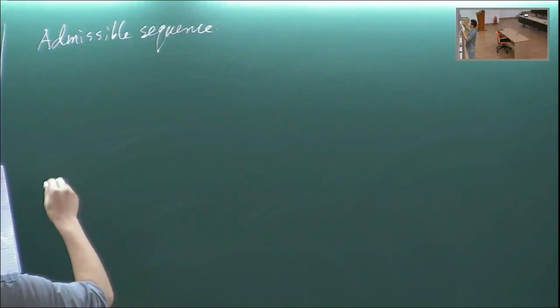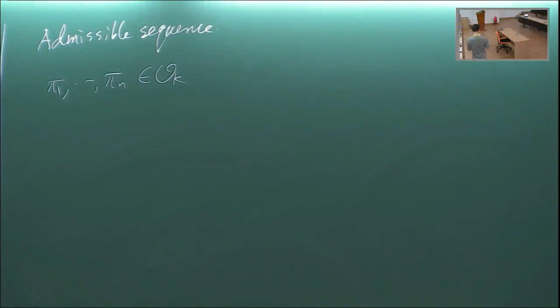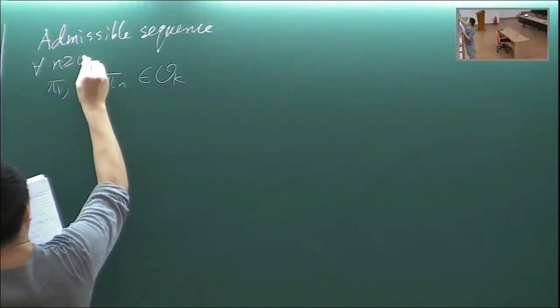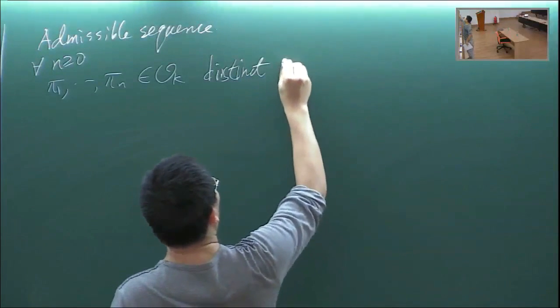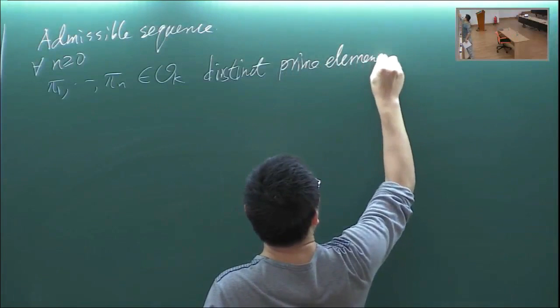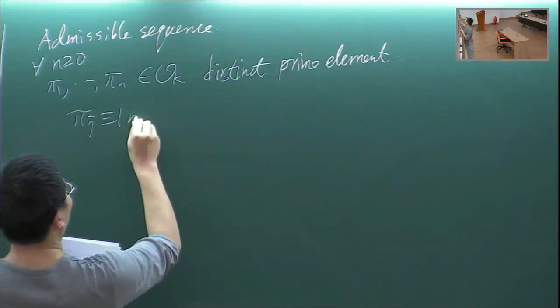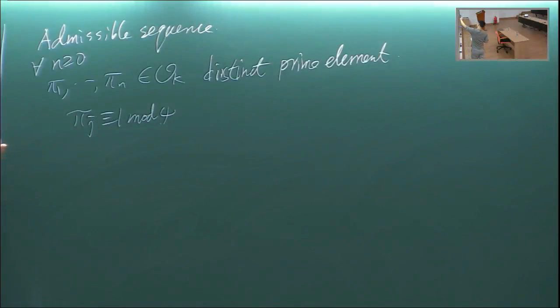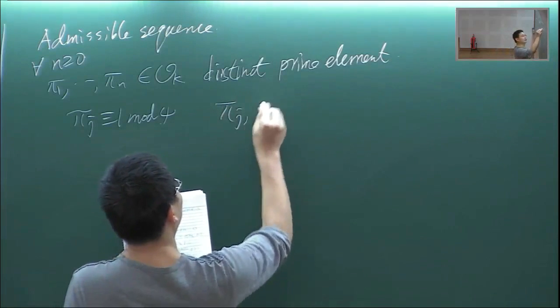We say a sequence pi 1, pi 2, ..., pi n in O_K, they are not units, and are distinct prime elements. And we assume that pi j is congruent to 1 mod 4. This is not necessary, just for convenience, because if we have this condition, then the conductor is easier. Pi j is prime to f.